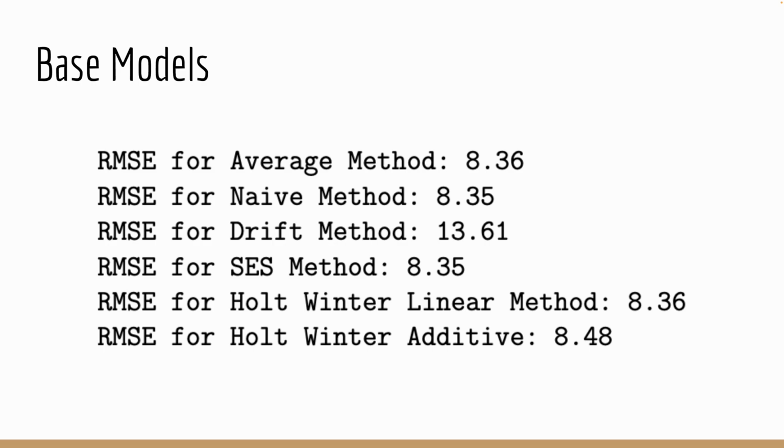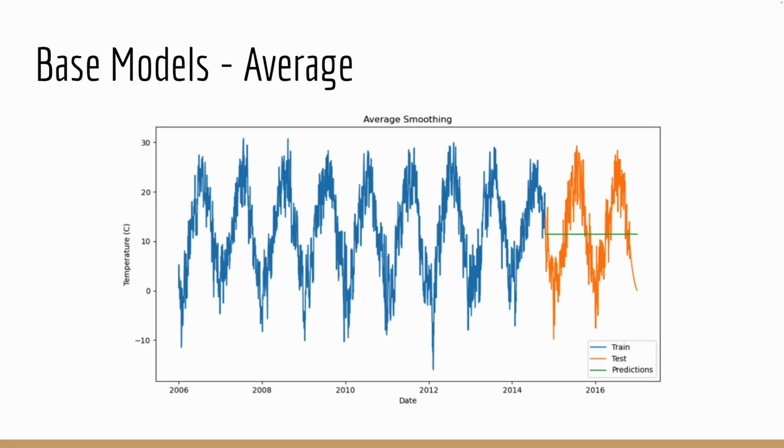Before I did anything for these base models, I calculated RMSE for each method. The RMSE for the average method, naive method, simple exponential smoothing, Holt-Winters linear method, and the Holt-Winters additive method all seem to have similar numbers of around 8. But for the drift method, it was significantly higher, not twice as much, but a lot more than the other methods. So when I was doing my project, I took a cautious look at the drift method.